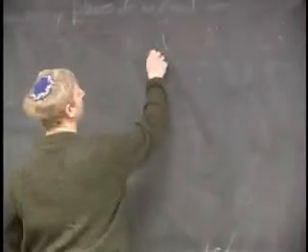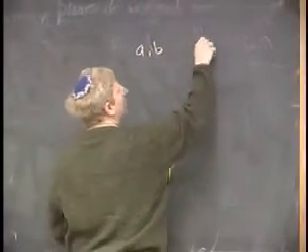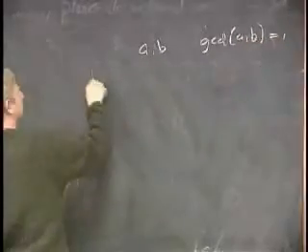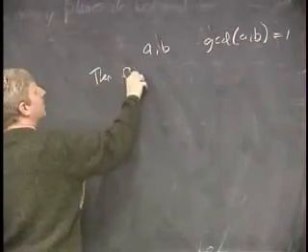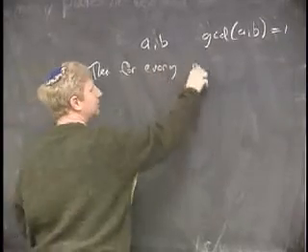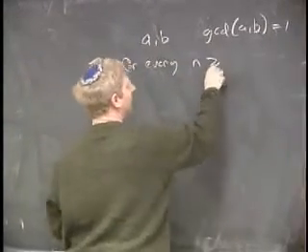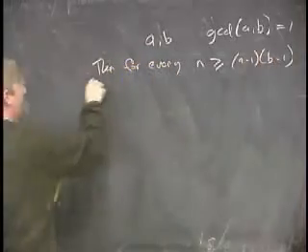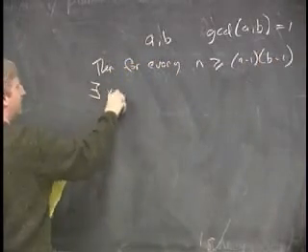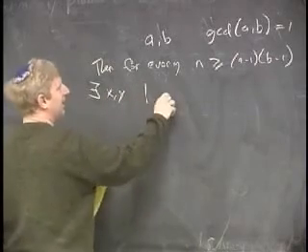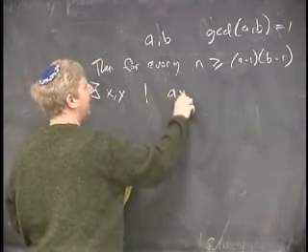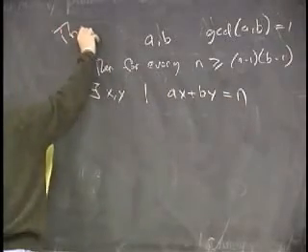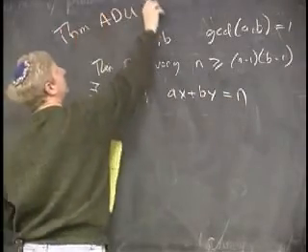So let me write the theorem out. If you're given a and b, where the GCD of a and b is 1, then for every n bigger than or equal to (a minus 1) times (b minus 1), there exists an x and a y such that ax plus by equals n. We'll call this the Chicken McNugget theorem.